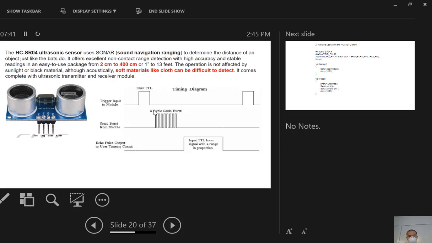And the way to do that is you can look at the pins. It has a VCC, 5 volts, trigger, echo, and ground. Echo. Sorry, I forgot. Echo.